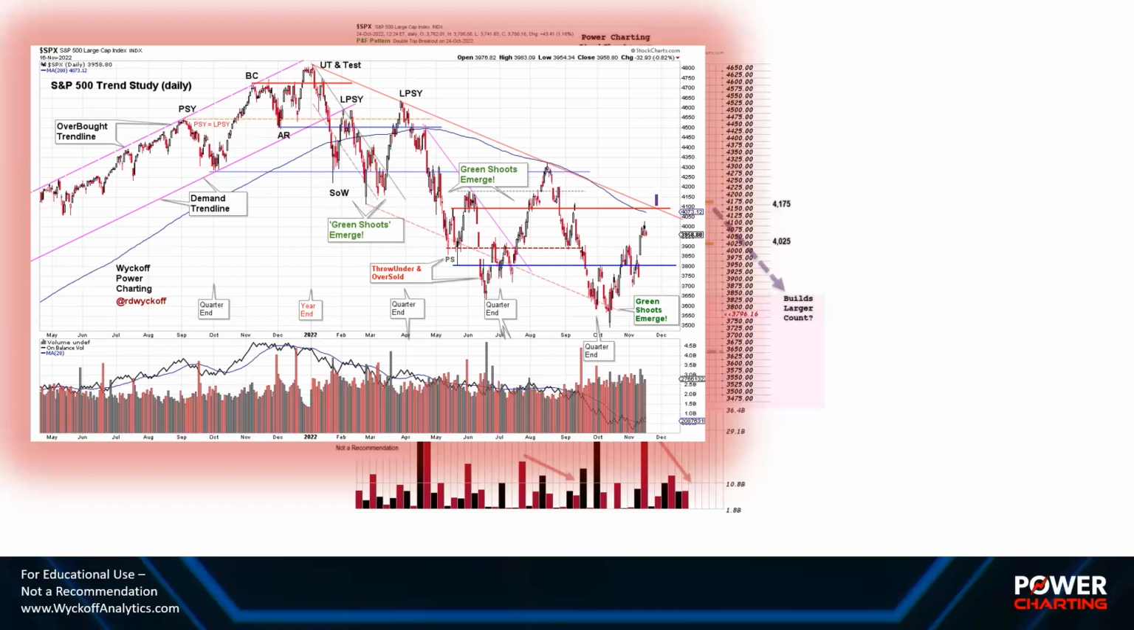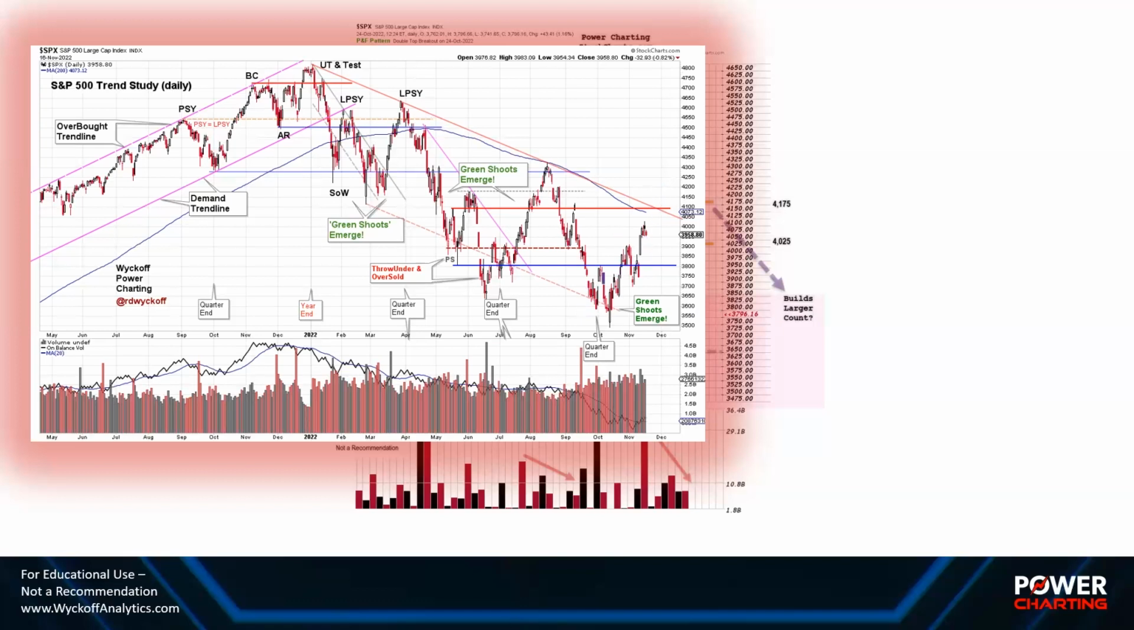Note that we are not yet above this resistance line or this downtrend line or the 200-day. All of these represent resistance of sorts for this chart and for the S&P 500. And we're not there yet, grinding through overhead supply as we go.